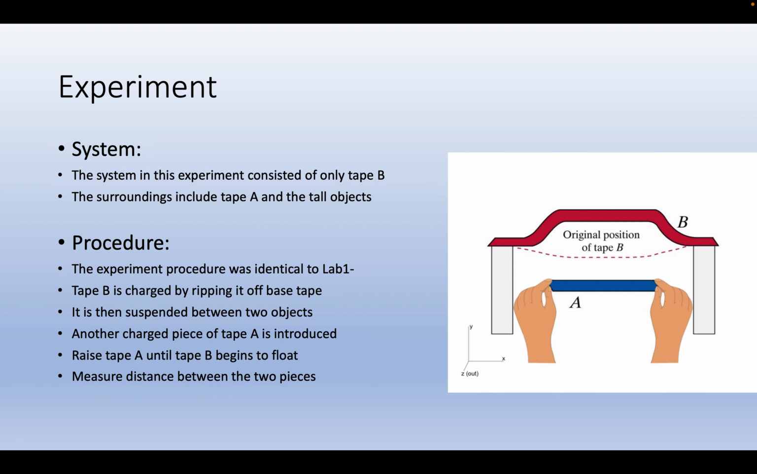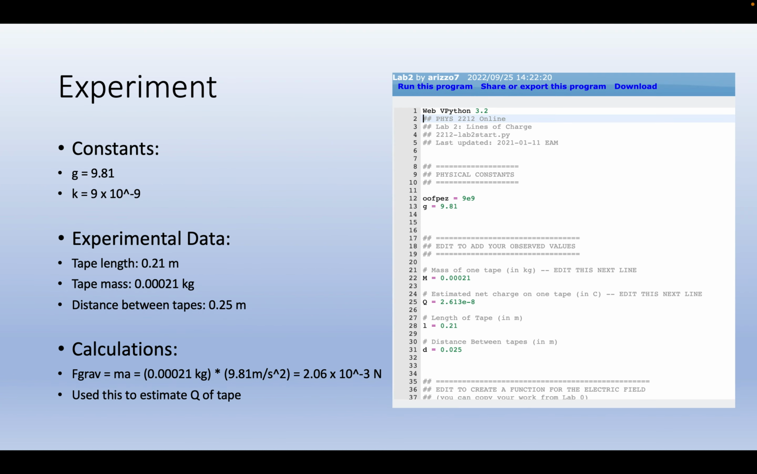Procedure is going to be identical to Lab 1. So we start by charging tape B by ripping off the base tape. We suspend it between these two objects. We introduce another charged piece of tape A. We raise that piece of tape A until tape B begins to float, and then we want to measure the distance between the two pieces.